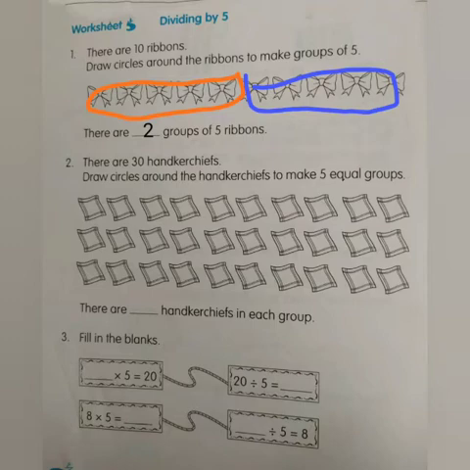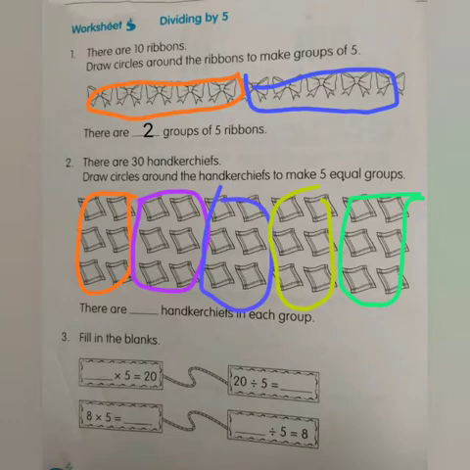There are 30 handkerchiefs. Now we need to draw around the handkerchiefs to make 5 equal groups. So let's go. So we have 30 handkerchiefs and we've divided them up into 5 groups. How many handkerchiefs are in each group? Okay, that's correct. There are 6. So 30 divided by 5 makes 6.